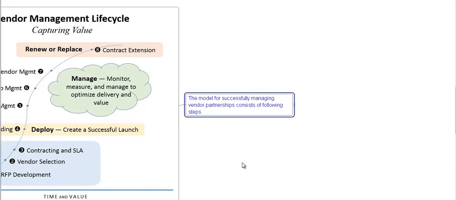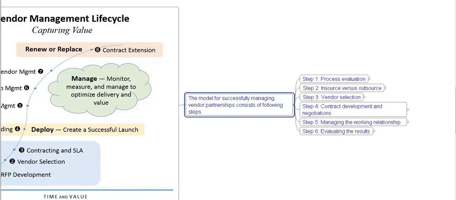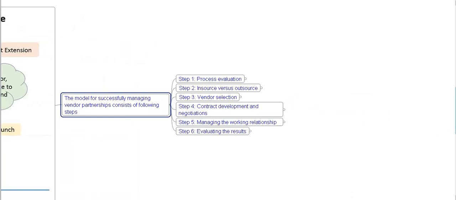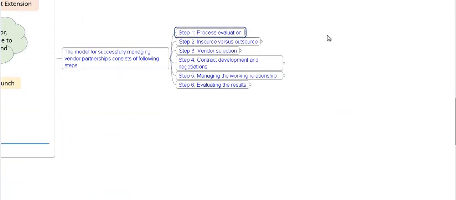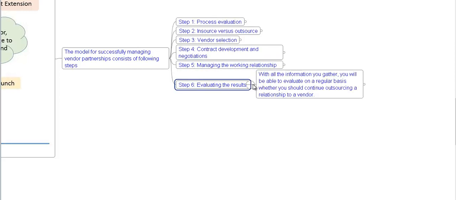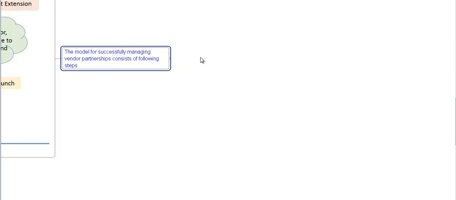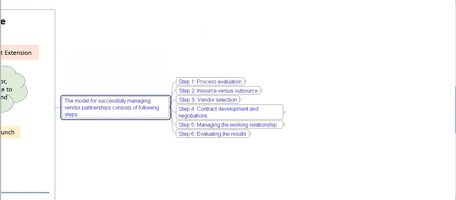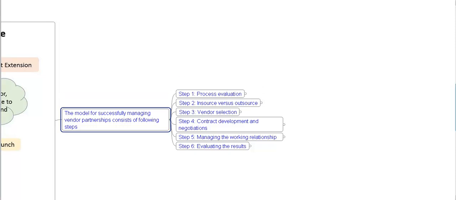The model for successfully managing vendor partnership consists of the following steps: process evaluation, in-source versus outsource, vendor selection, contract development and negotiation, managing the working relationship, and evaluating the result. Let's explore each one by one.